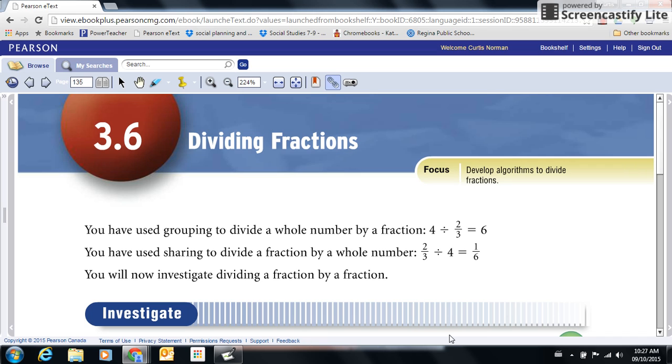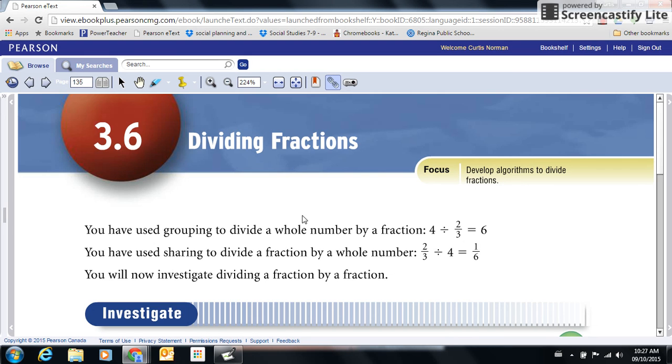Now that I have your attention, grade 8s, let's look at today's lesson. It is 3.6. We are going to be dividing fractions today. My goal is to teach you 3 different ways, and it is up to you to decide which way you like best. I will give you some questions, you will work on them, and we will talk about them in class tomorrow. Alrighty, so let's take a look.